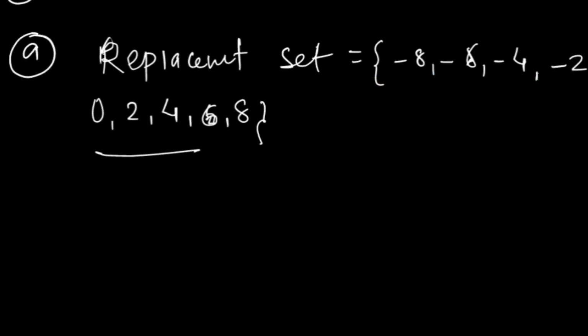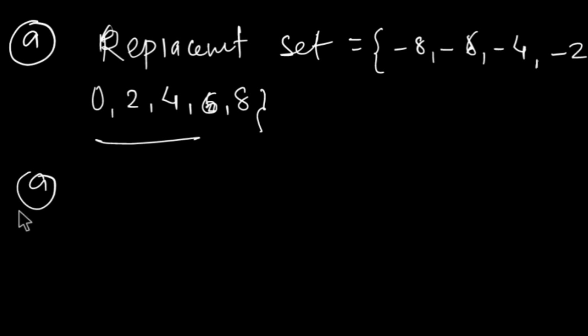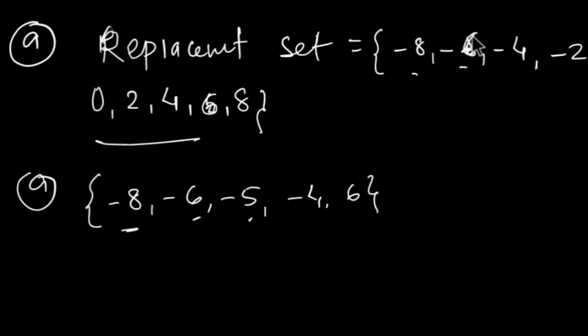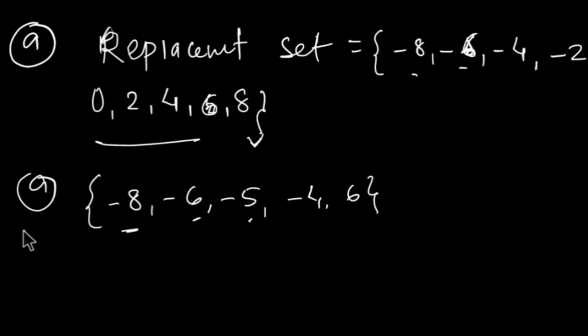So check it here. The first one, option A, is minus 8, minus 6, minus 5, minus 4 and 6. You will see minus 8 is present here, minus 6 is also present here, but minus 5 is not present in any place. So this is not the solution set. Option A is not correct.